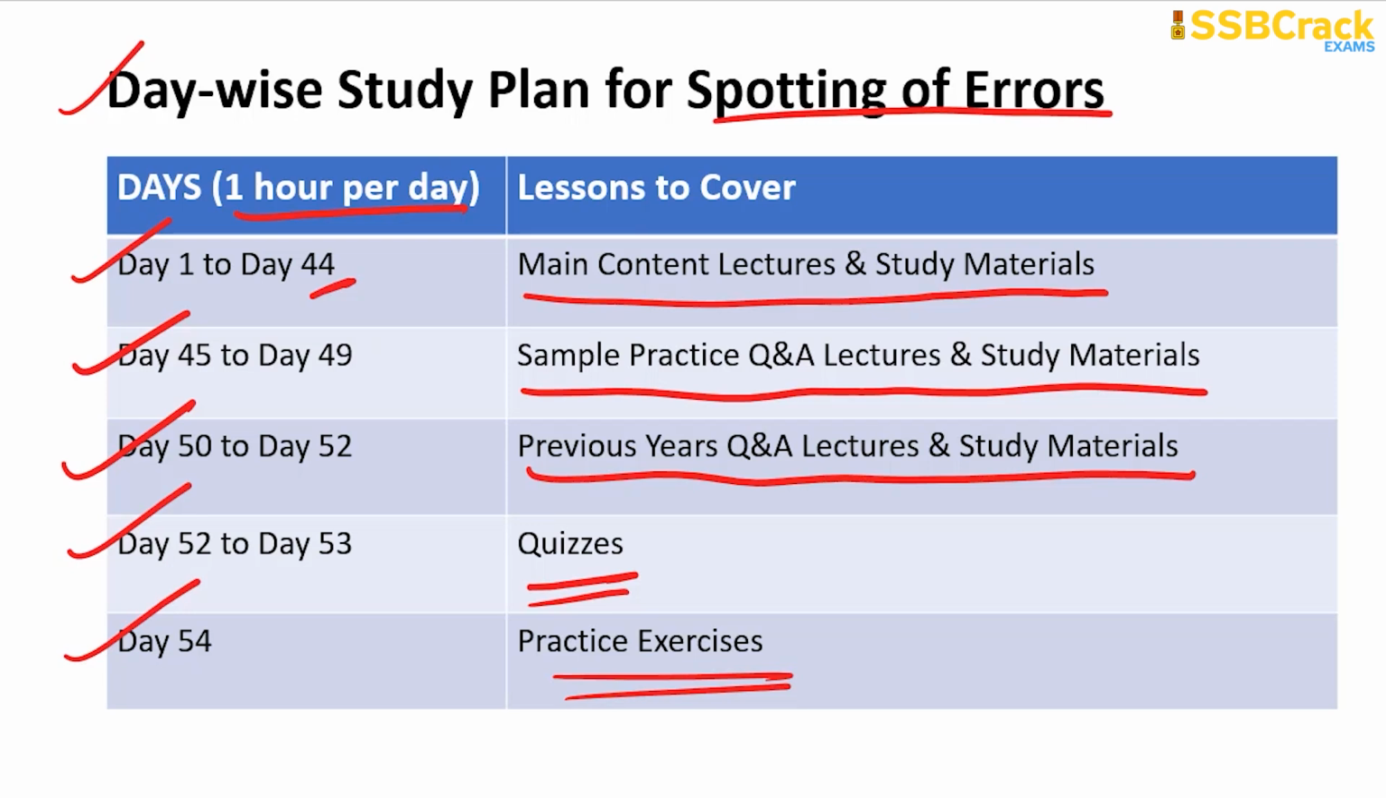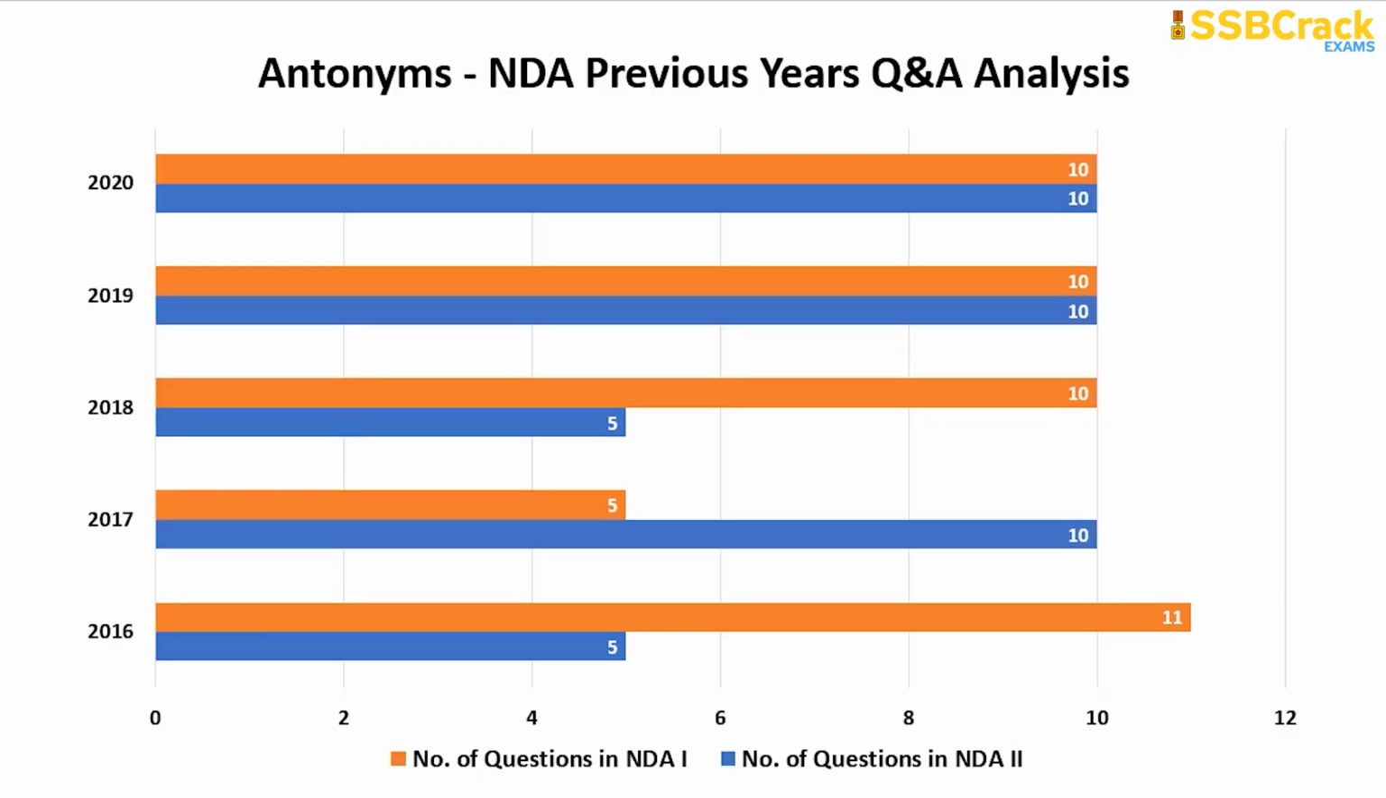Now we will go on to the next topic. The two topics, antonyms and synonyms, I have merged together because it is always advisable and a wise thing to do for you to read antonyms and synonyms together, because these two topics go hand in hand. Okay, so we will first look into the previous year's Q&A analysis of the antonyms topic in the NDA English section.